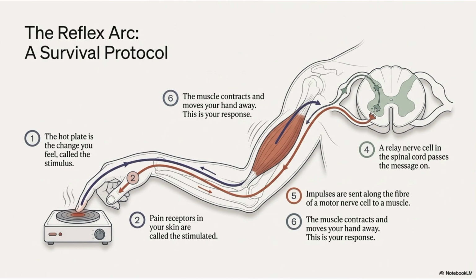What is a reflex arc? The hot plate is an example of a reflex action. Whenever we touch a hot plate, pain receptors in the skin are stimulated and they quickly send a message to the spinal cord without letting the brain know what has happened. The spinal cord quickly responds and we pull our hand away.